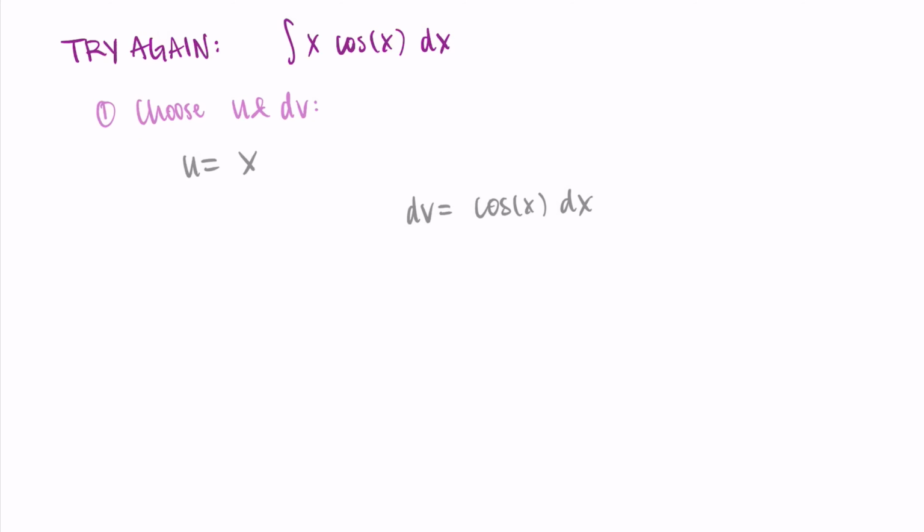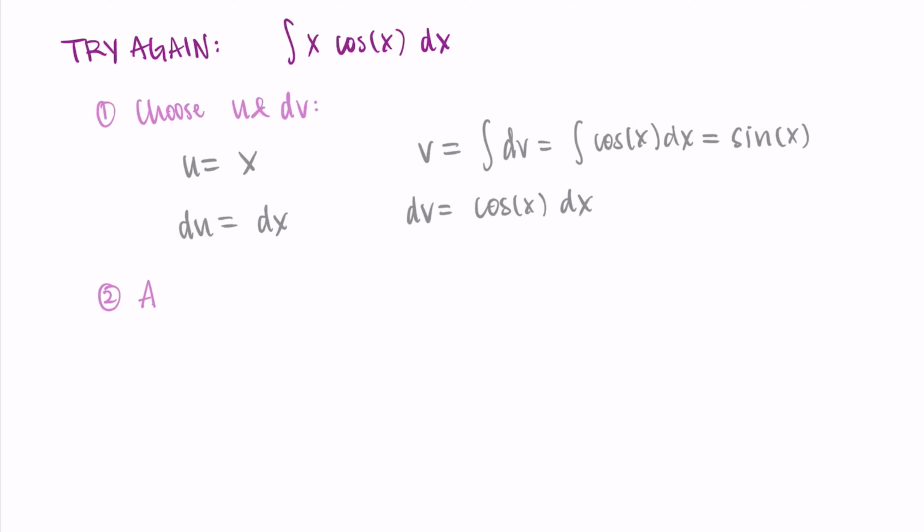We're letting u be equal to x and dv be equal to cosine x dx. Then we need to find the derivative of u and the antiderivative of dv. So we need du and v. The derivative of u is just the derivative of x, which is 1, and then we write dx. So we have du is dx. Then the antiderivative of dv, we're finding the antiderivative of cosine x dx, which is sine of x.